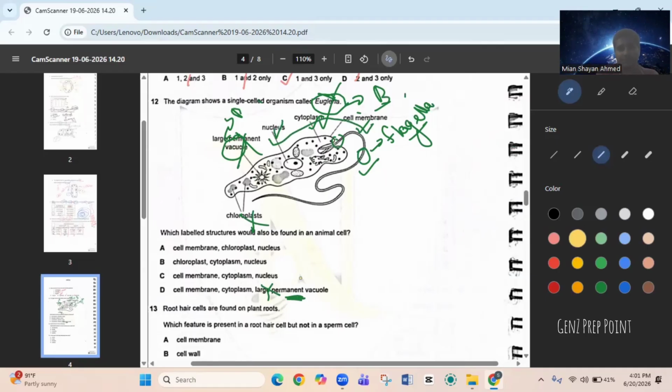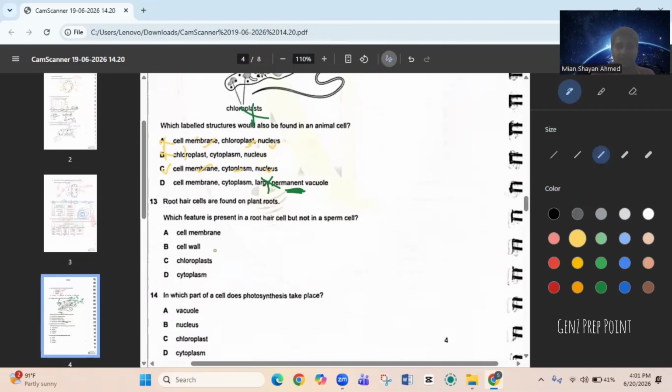If we see over here, cell membrane, chloroplast, nucleus. This won't be the answer. Chloroplast isn't present in the animal cell. Chloroplast, cytoplasm, nucleus. No, chloroplast isn't present in the animal cell. Cell membrane, cytoplasm, nucleus. This is the right answer. Cell membrane is present. Cytoplasm is present. Nucleus is present. So C is the right answer.